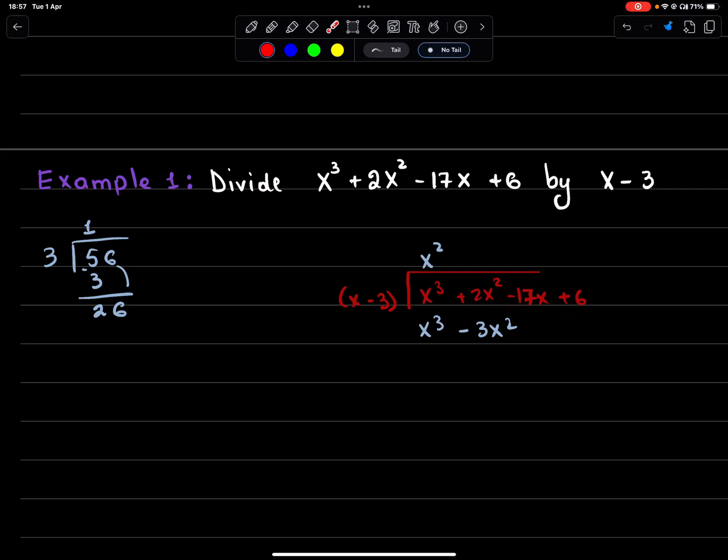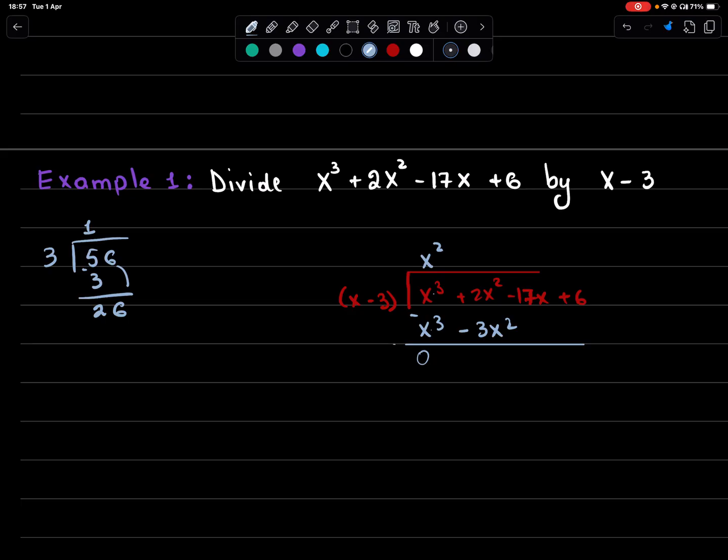Obviously there's nothing to subtract there, but x cubed we're going to minus x cubed, and 2x squared we're going to minus 3x squared, and so on. There's a minus in between. Be very careful when you are subtracting them. Remember, the plan was to get rid of x cubed. It's actually working, because x cubed minus x cubed will be 0.